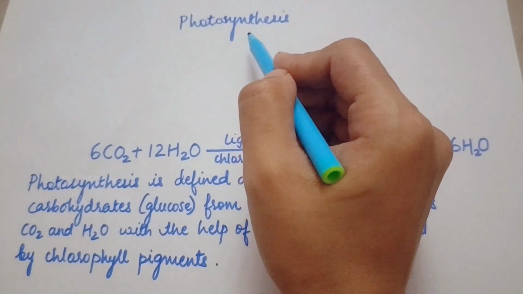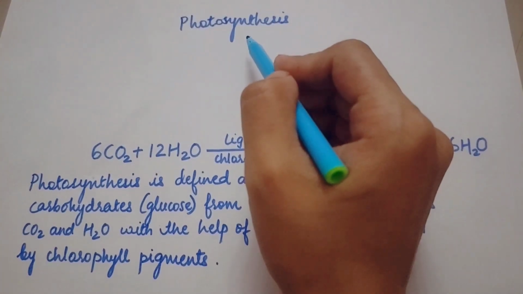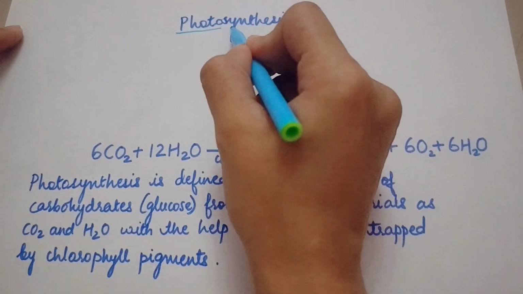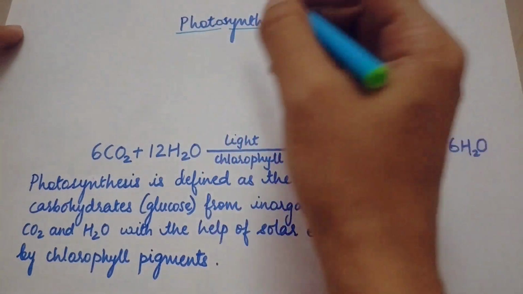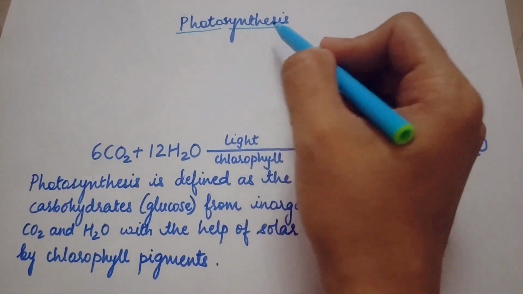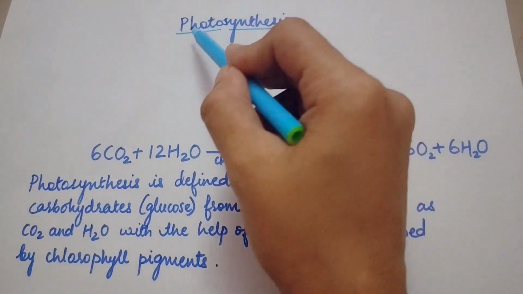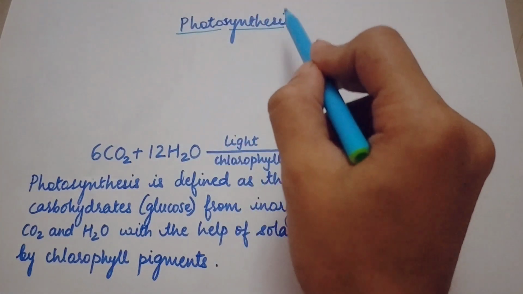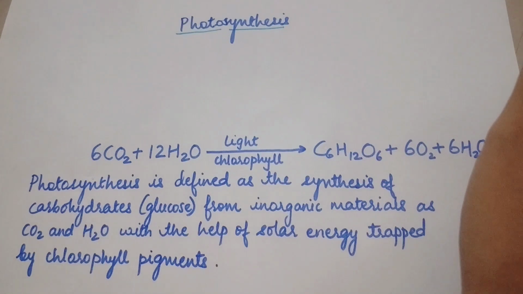Now if you see this term photosynthesis, it is basically consisting of two words. These two words are photo and synthesis. That means it is related to photo, which is light, and here you are synthesizing something, you are making something. So with the help of light you are synthesizing food. This is the process of photosynthesis, which is basically seen in green plants. We know that green plants do photosynthesis.